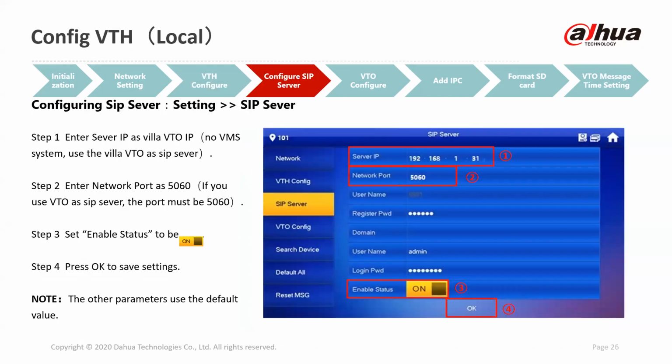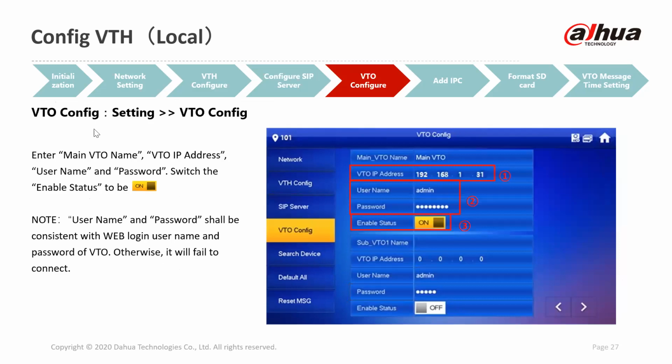So these are the small steps that you're supposed to be following. Configure the SIP server: setting, SIP server, enter the SIP server's IP, the Villa VTO IP. If there is no VMS system, use the Villa VTO as the SIP server, and enter the network port 5060. If you use the VTO SIP server, the port must be 5060. Set the enable status to on. Press OK, save settings, then use the default for other parameters. So this is for the VTO configuration part.